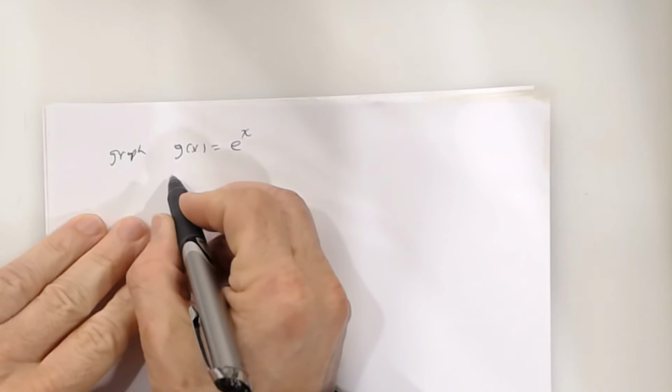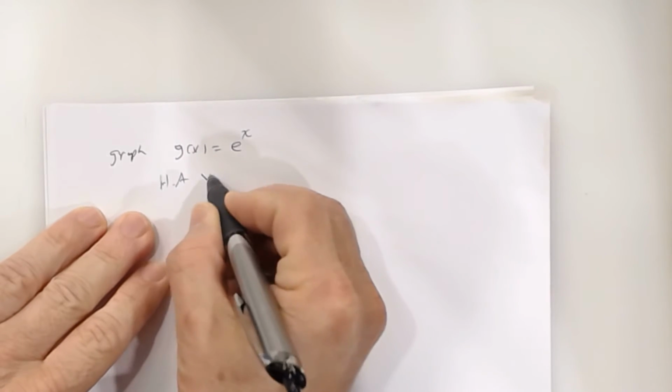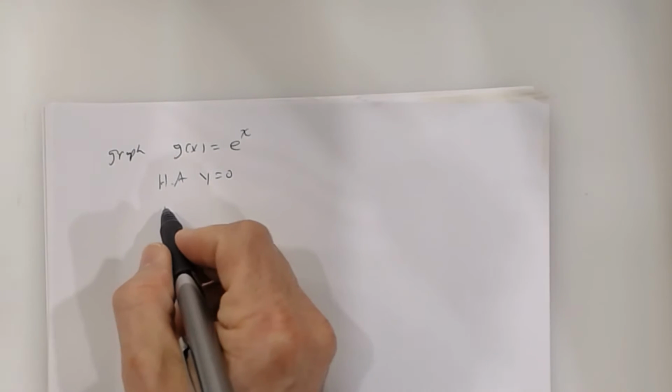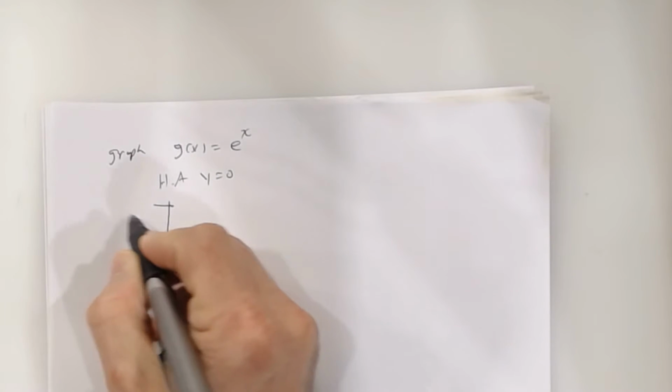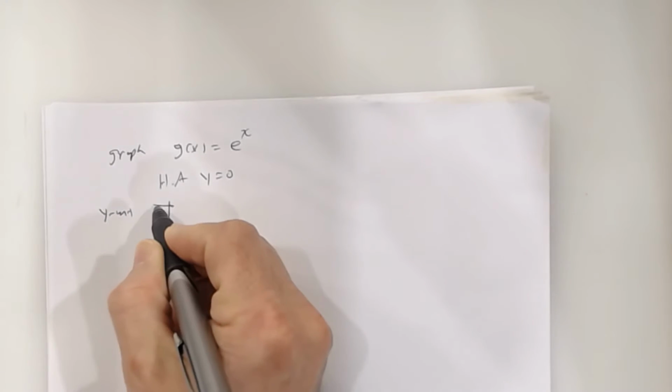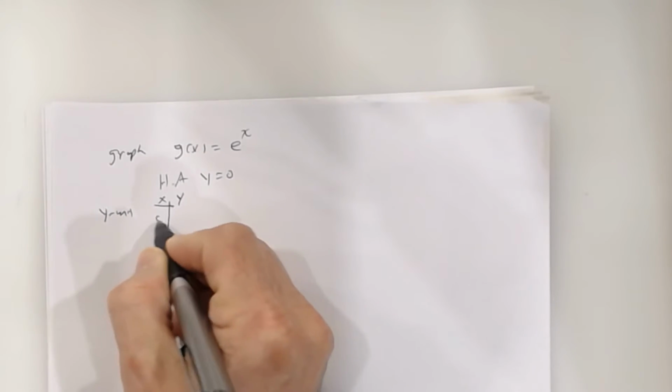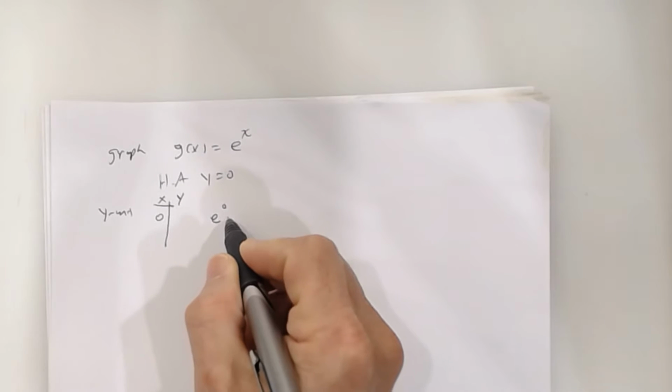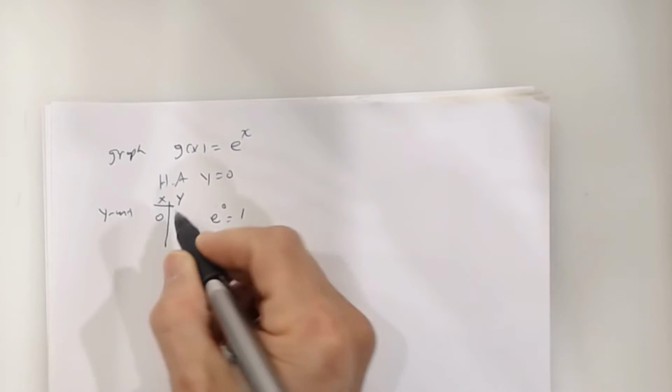All right, so here we go. What's the horizontal asymptote? y equals 0. The horizontal asymptote is y equals 0. What is your y-intercept? To find the y-intercept, you let x be what? 0. So if x is 0, you get e to the 0. What's e to the 0? 1. So your y-intercept is (0, 1).